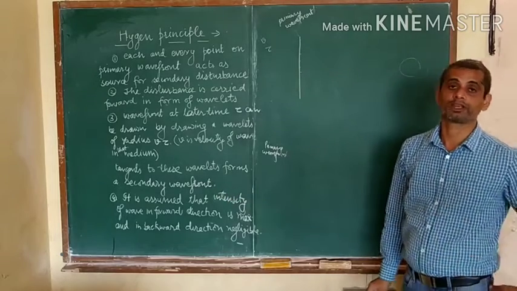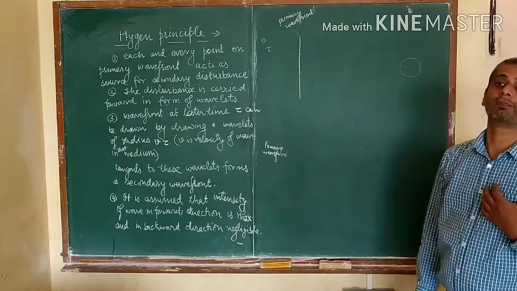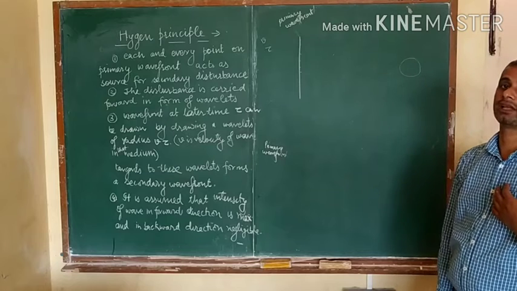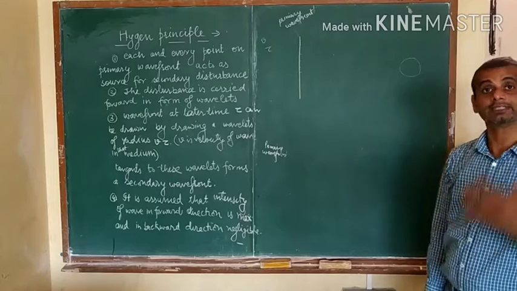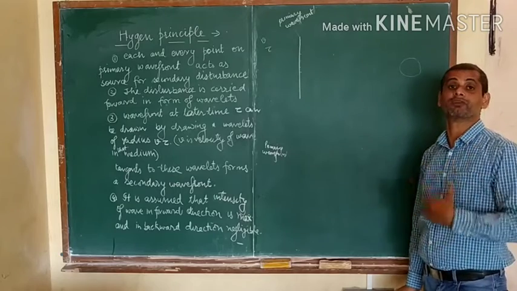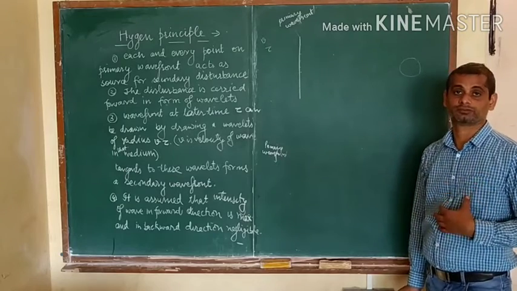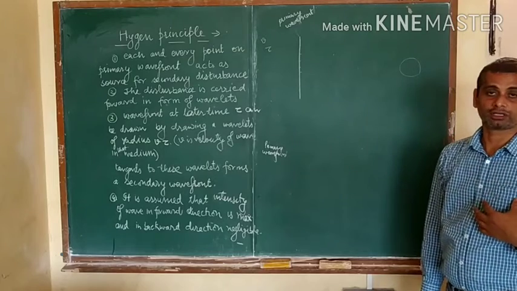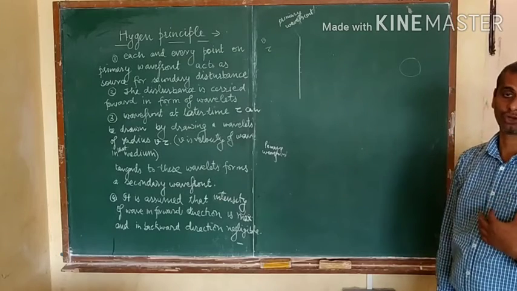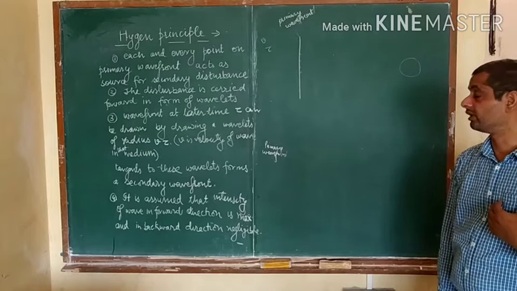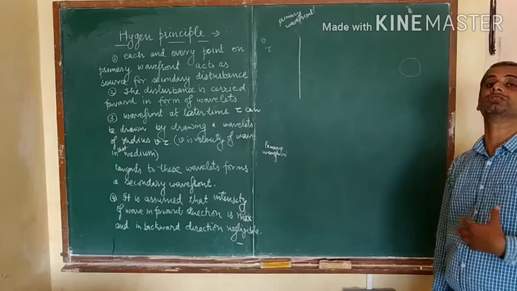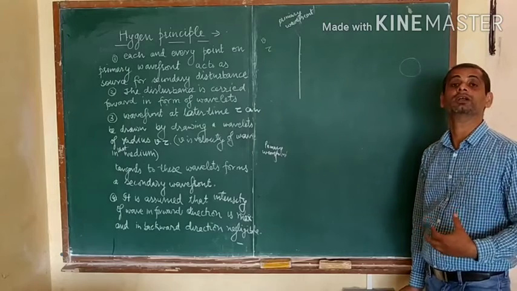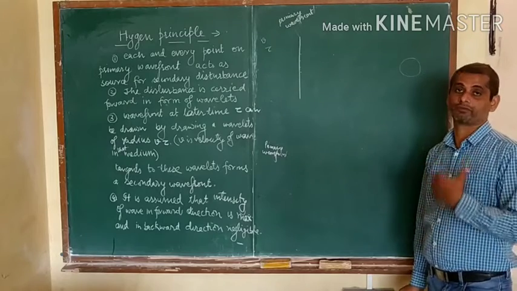The first point is, each and every point on the primary wavefront acts as a source for secondary disturbance. And this disturbance is carried in the form of wavelets. If I want to draw the wavelet at a later time tau, then we draw the wavelets of radius v tau. Tangent to these wavelets represents the secondary or a new wavefront.